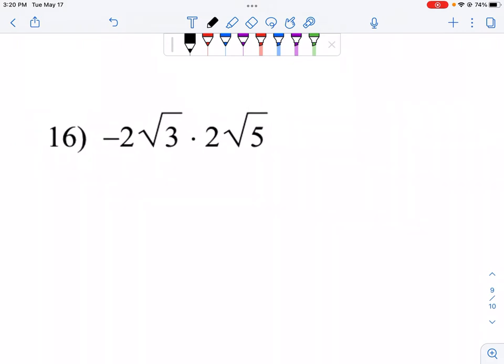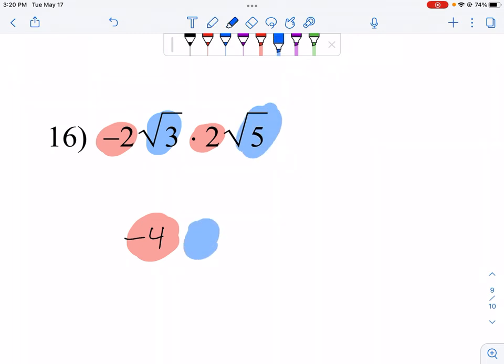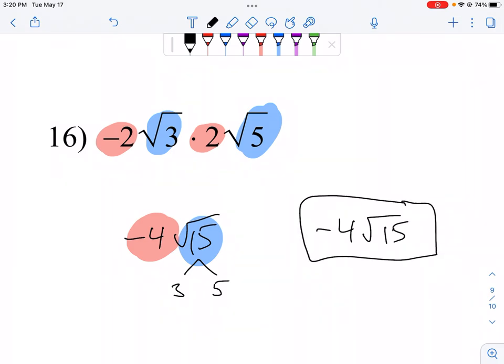For number 16, once again, we have coefficients that can multiply together to make negative 4, and we have radicals that can multiply together to make rad 15. And if I try to break 15 down with 3 and 5, nothing works. So negative 4 square root 15 is as simplified as it can get.